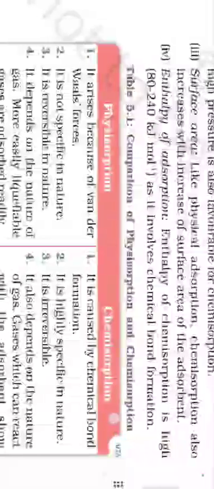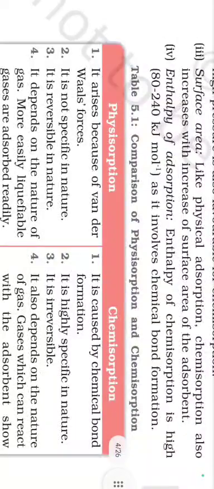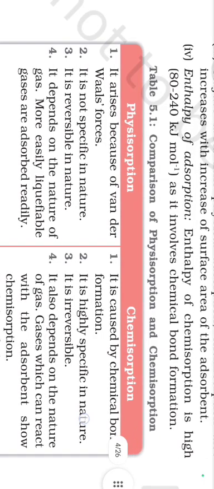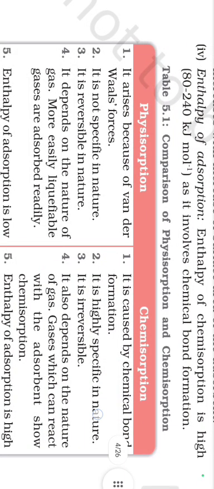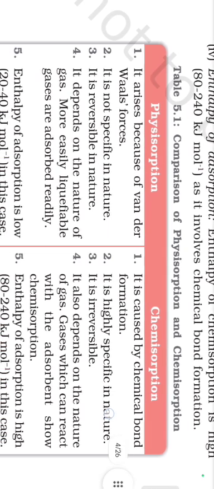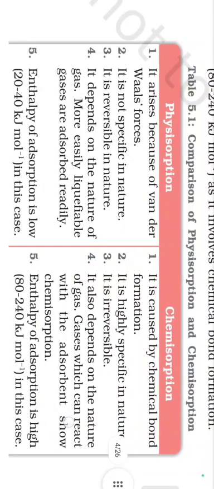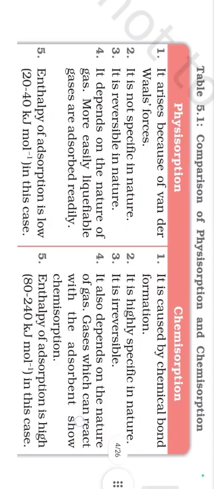Third, surface area. Like physical adsorption, chemisorption also increases with increase of surface area of the adsorbent. Fourth, enthalpy of adsorption. Enthalpy of chemisorption is high, 80 to 240 kilojoule mole inverse, as it involves chemical bond formation. Comparison of physisorption and chemisorption.